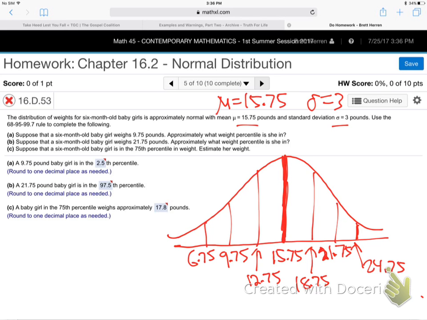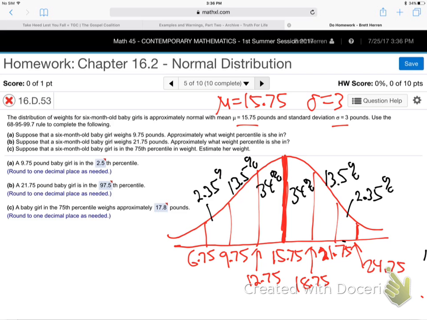Good, same old thing, put the percentages in there, those are always the same. 34%, 34%, 13.5, 13.5, 2.35, 2.35, 0.15, 0.15. Okay, there are the percentages and the numbers on the bottom.